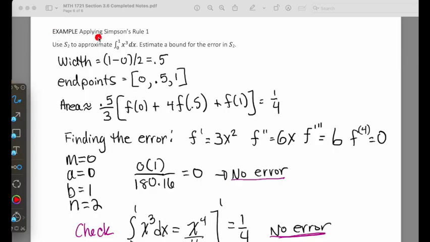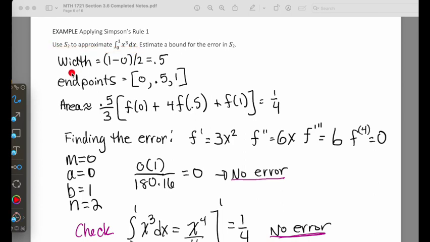All right, so let's look at this example. It says use S2, meaning Simpson's rule with 2 subintervals, to approximate the area under the curve of x to the third from 0 to 1. And then we're going to estimate an error bound for S2. So we have 2 parts to this. First, we need to approximate the area under the curve.